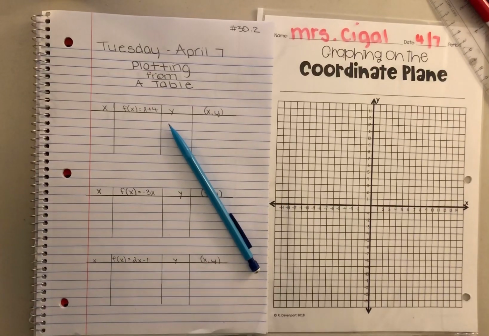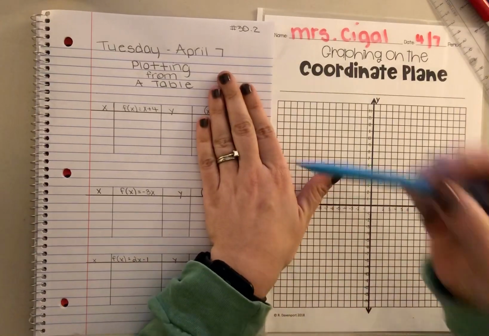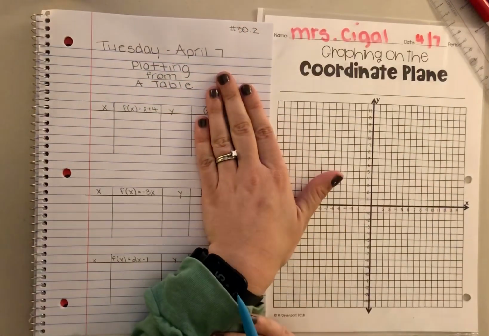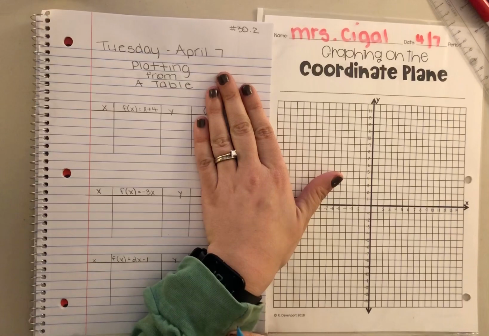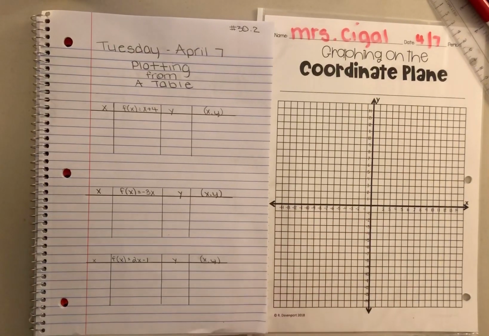All right, welcome to our second section of new material. So today we're going to take it one step further from what we did yesterday. Yesterday we did just inputting values into a table, right? And we plugged in x and we got a y value. So today we're going to take that and make it into ordered pairs, and then we're going to plot it on a coordinate plane.